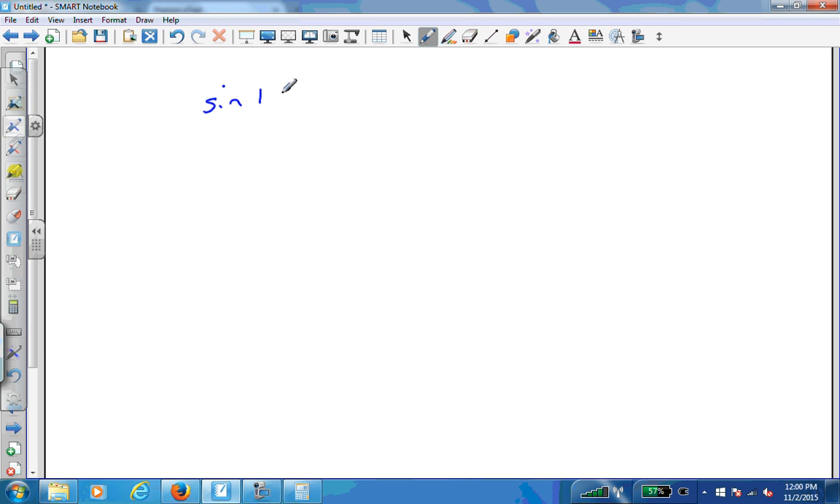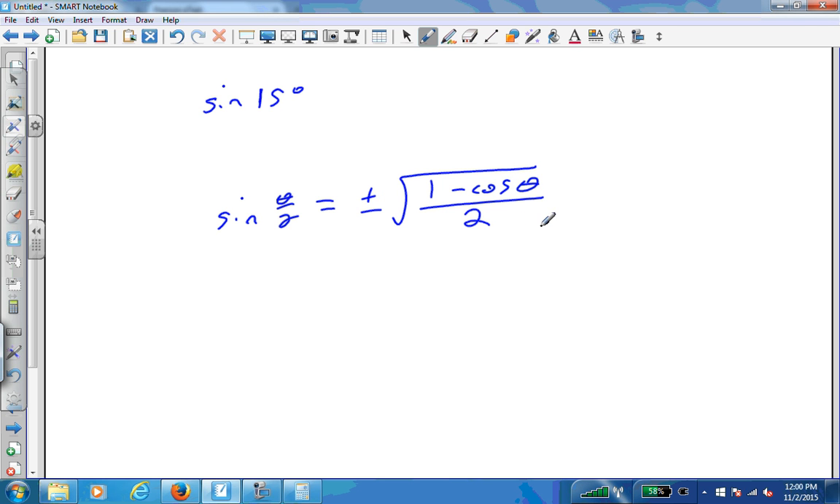Something else that you might be asked to do is to find sine of a particular angle using a half angle identity. So they might say use a half angle identity to evaluate exactly what sine of 15 degrees is. If they say exactly, that's going to be a key. We're probably going to have to relate this to a reference angle. So remember, sine of an angle over 2 is either plus or minus the square root of (1 minus cosine of the angle) over 2.